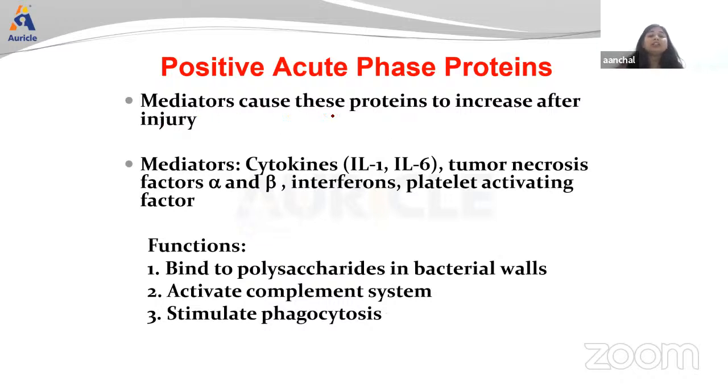Then these are the mediators that cause these proteins to increase after injury. In mediators, we have cytokines, IL-1 and IL-6, tumor necrosis factor alpha and beta, interferons, platelet activating factor. Functions are to bind to polysaccharides in the bacterial wall, activate the complement system, and stimulate phagocytosis.